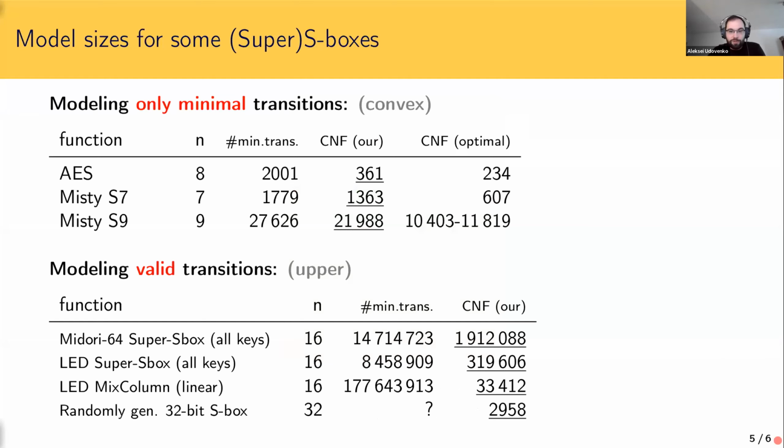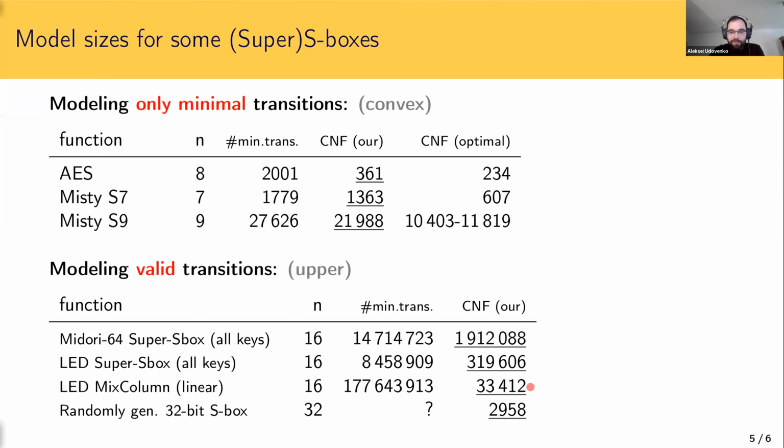Here are some examples on model sizes of some S-boxes obtained using our technique. On medium-sized S-boxes, such as the AES S-box, we can see that our method produces a bit more constraints than the optimal encoding. The problem with the optimal encoding is that it doesn't scale well and quickly becomes infeasible to obtain for larger S-boxes. We can model 16-bit super S-boxes with varying success. For example, LED's super S-box can be modeled by about 300,000 constraints, while weaker Midori's super S-box requires 2 million. For modern solvers, it may be still in the feasible range, but it really depends on the exact setup.